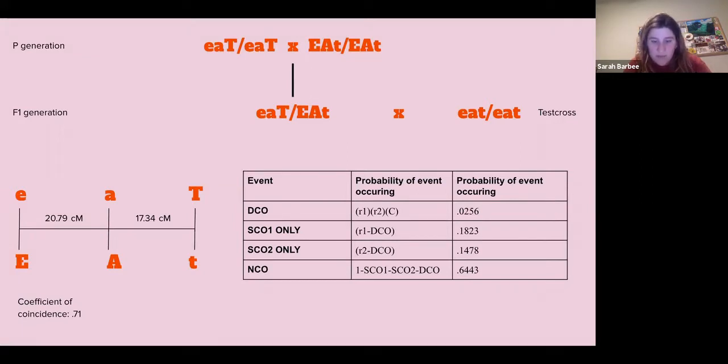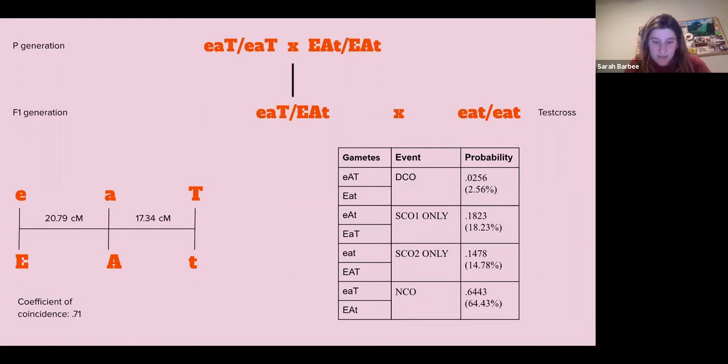Now that we know the probability of each event occurring, we can put a face to the numbers we have calculated below. Here are the 8 gametes that can be produced from the F1 trihybrid and what event must take place for them to come about. Now that we know the 8 possible gametes as well as the probability of each event happening, we can calculate the probability of getting a specific gamete from one of these events.